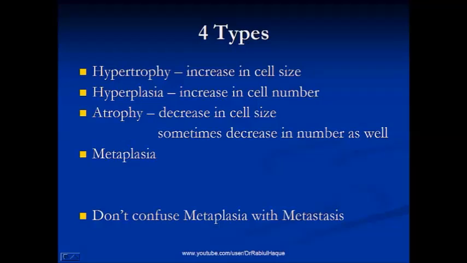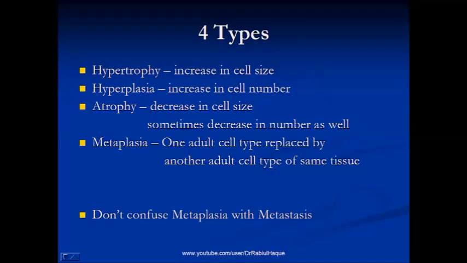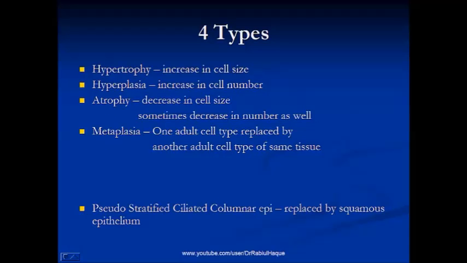The last type was metaplasia, and what's happening here? One adult cell type is replaced by another adult cell type of the same tissue. For example, as I have written, you can see the normal lining epithelium of our respiratory tract is pseudostratified ciliated columnar epithelium. And what happens in a chronic smoker, those cells realize that they can no longer survive this chronic irritation and they get replaced by stratified squamous epithelium, which can better survive in this tobacco-rich environment. So that is an example of metaplasia.